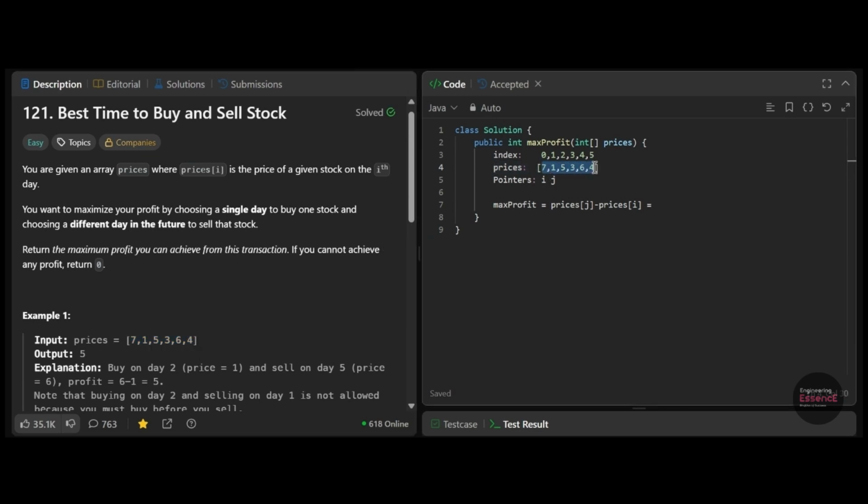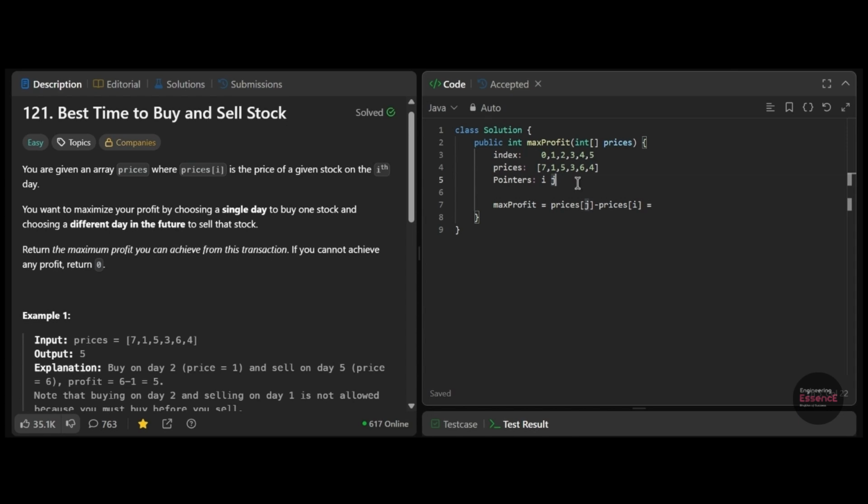So this is the example, these are the indexes, and I'm going to use two pointers, so I have taken i and j here. Also I mentioned the max profit, which is equal to price j minus price i, and whatever the calculation is, it will be stored in the max profit.